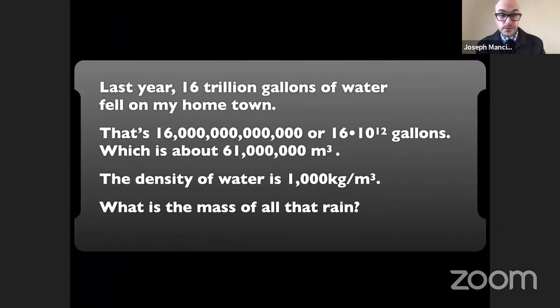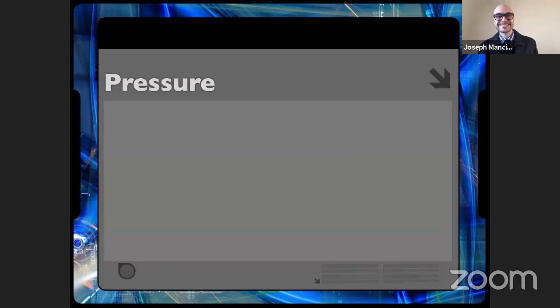All right, true story. Last year, 16 trillion gallons of water fell on my hometown right here. And that's that many gallons, which is about that many cubic meters, 61 million cubic meters. The density of water is about 1,000 kilograms per cubic meter. So what's the mass of all the rain that fell on my town? It's a lot. You can figure it out. That is a lot of water.